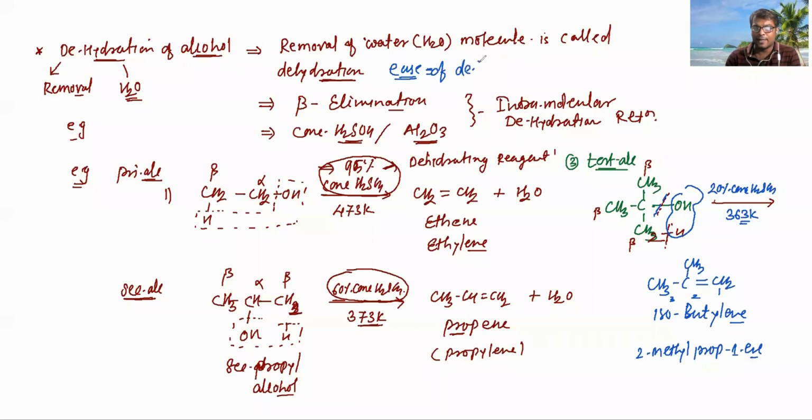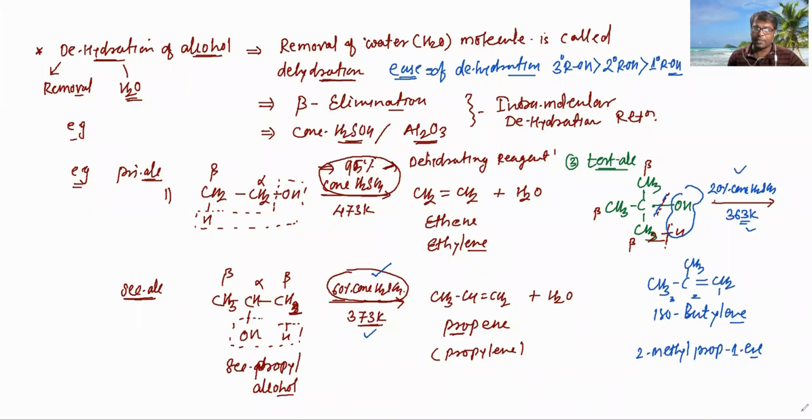Tertiary alcohol undergoes faster dehydration because here the conditions are very mild: less concentrated H2SO4 and less temperature are required for the dehydration. Secondary alcohol requires more concentrated H2SO4 and more temperature for dehydration. It is the slower dehydration. Whereas in primary alcohol, it is very difficult to dehydrate the alcohol. This is the order of dehydration. The ease of dehydration is tertiary alcohol, then secondary alcohol, and primary alcohol.